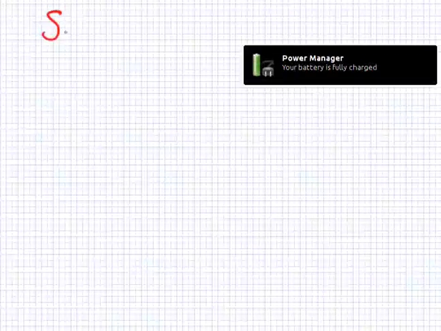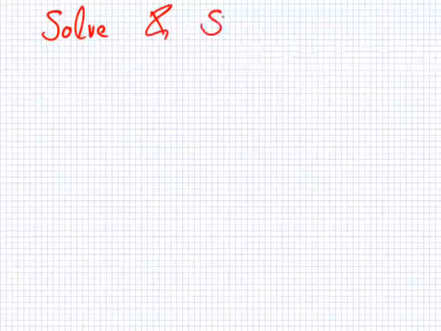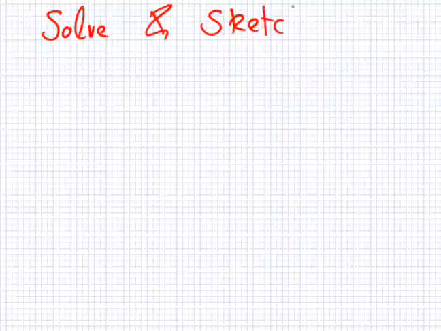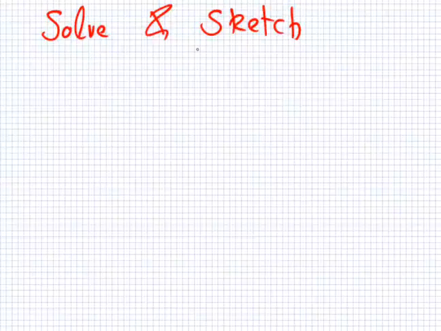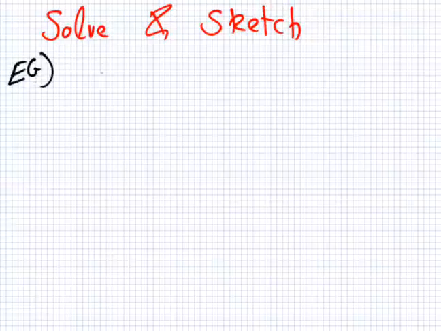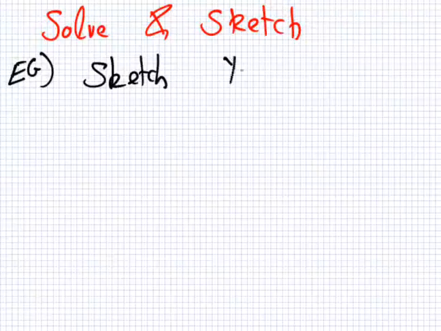You want to solve and sketch. What does sketch mean? Oh, come on, you didn't forget. What's sketch mean? Draw. Well, with a ruler, but, you know, roughly. So what we want to do is solve and sketch quadratics.